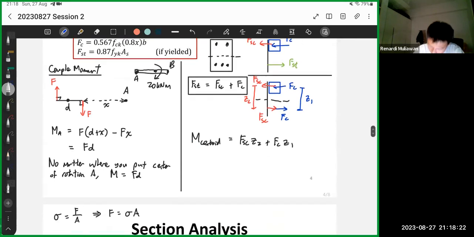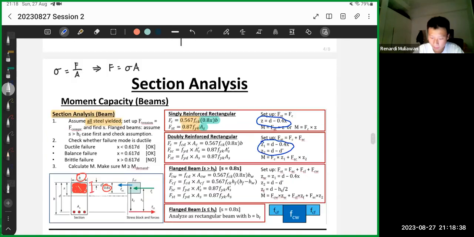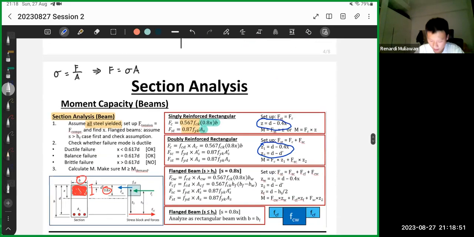Next is find Z. Again, we just need to use the couple moment. We don't need to calculate the distance to the centroid. So Z here, or Z1 or Z2, is actually the couple moment arm. It's the image I showed just now. We have two sets of couple moments for double reinforced. That's how you read the formulas.